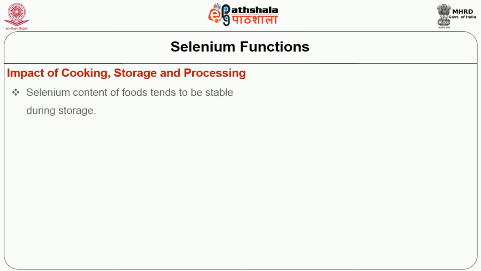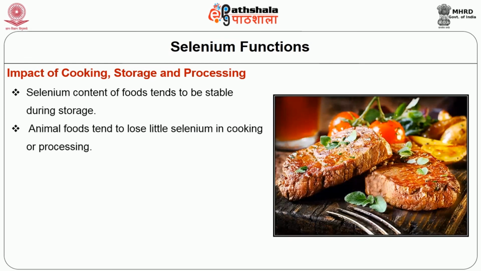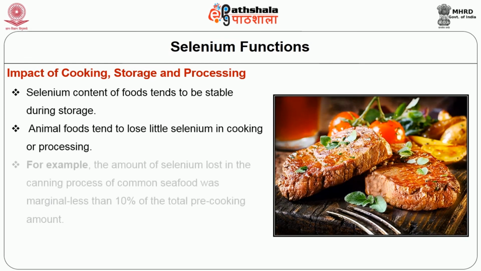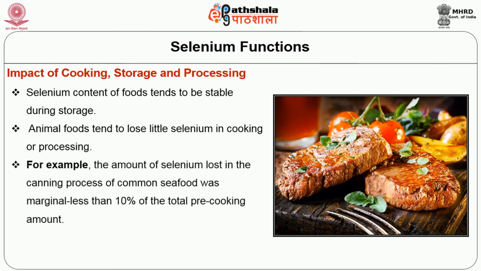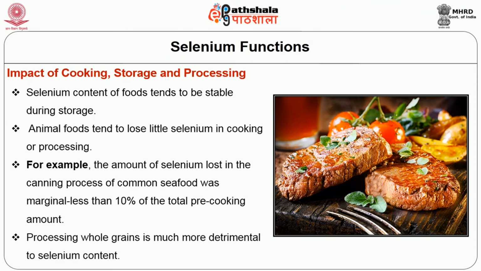Impact of cooking, storage and processing on selenium. Selenium content of foods tends to be stable during storage. Animal foods tend to lose little selenium in cooking or processing. For example, the amount of selenium lost in the canning process of common seafood was marginal, less than 10% of the total pre-cooking amount. Processing whole grains is much more detrimental to selenium content.